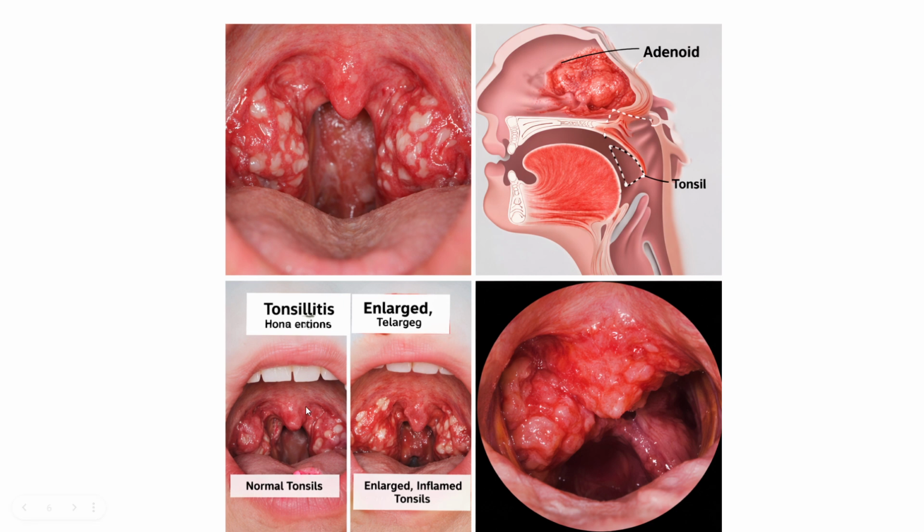This is the normal tonsils, and this is the enlarged tonsils in case of infections. Adenoids: adenoids are present just behind the nasal cavity. This is the nasal cavity, and the adenoids are present behind the nasal cavity. The inflammation of these adenoids is called adenoiditis.